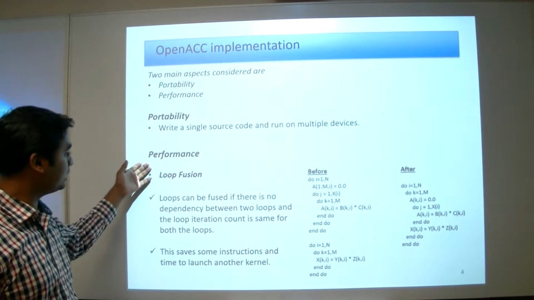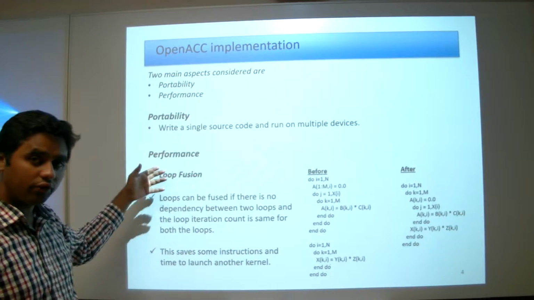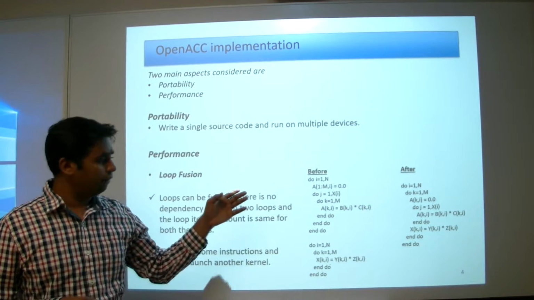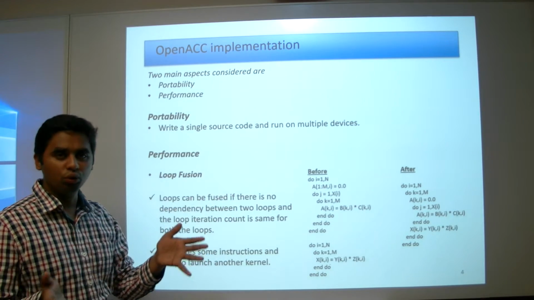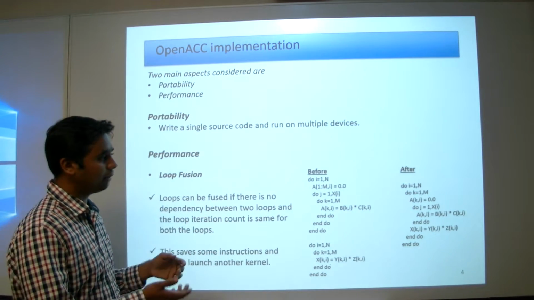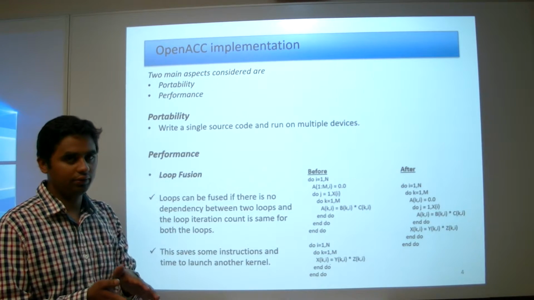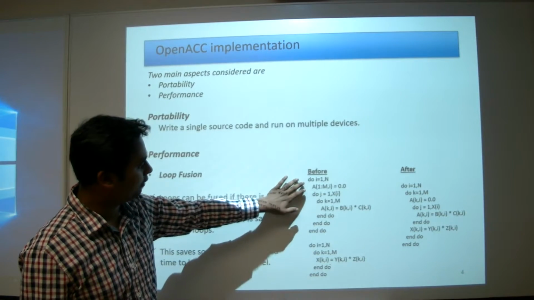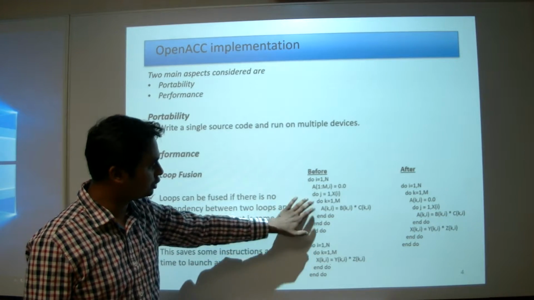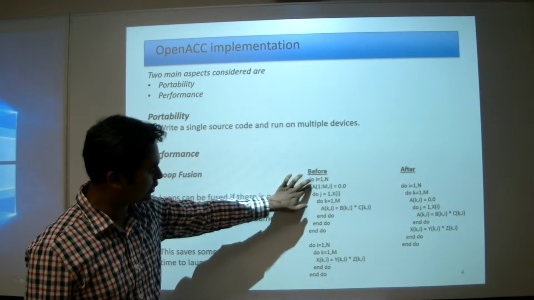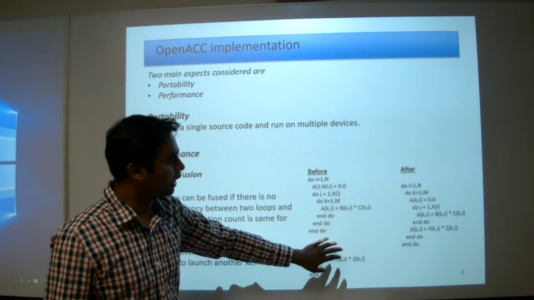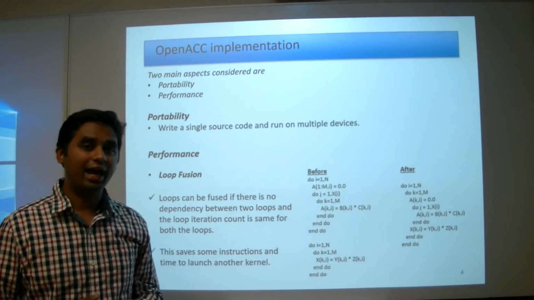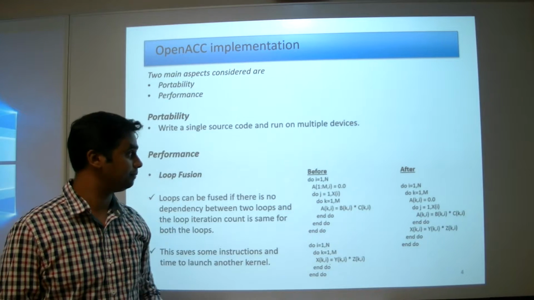As for performance optimization, we have done two levels of optimization. The first one is loop fusion. When we have two loops which are independent of one another, we can combine the two loops into a single loop. This is shown in the pseudocode. We are calculating A and X in two separate loops, but the iteration count is the same in both loops. So we are able to merge them into a single loop. This will save some instructions as well as the time to launch another kernel.